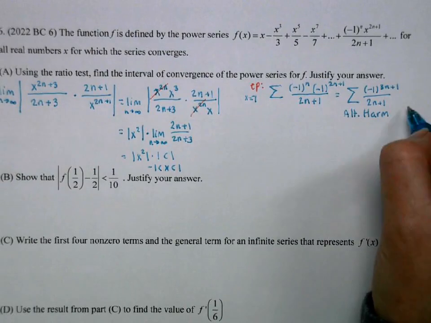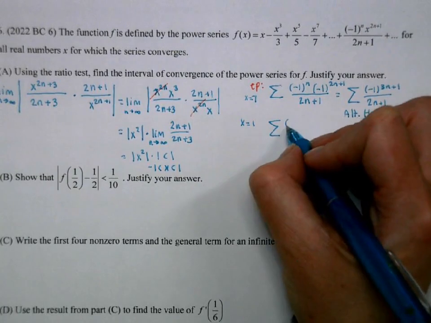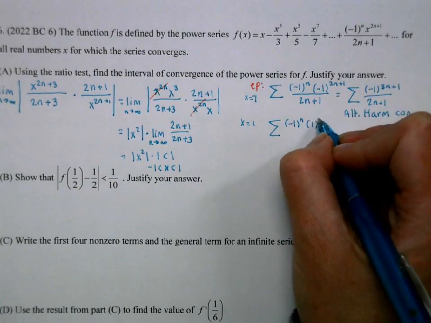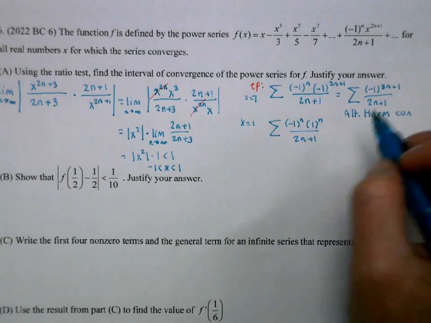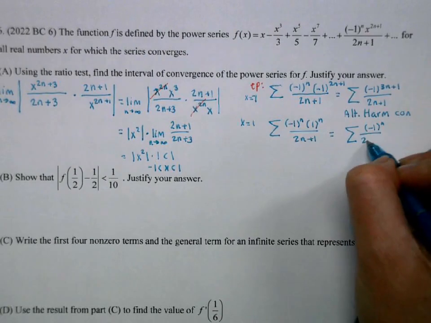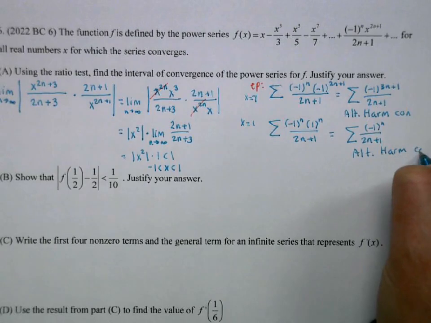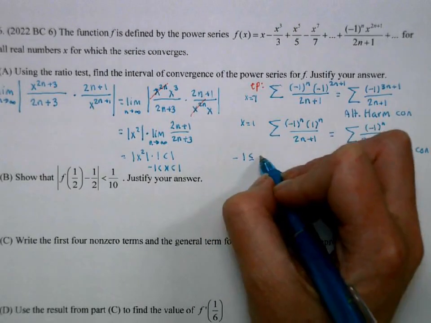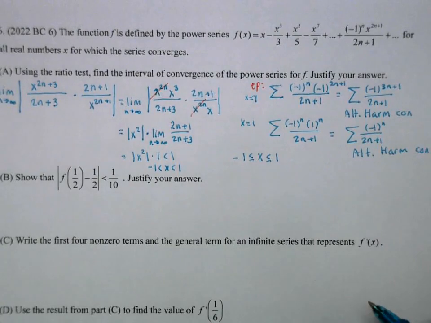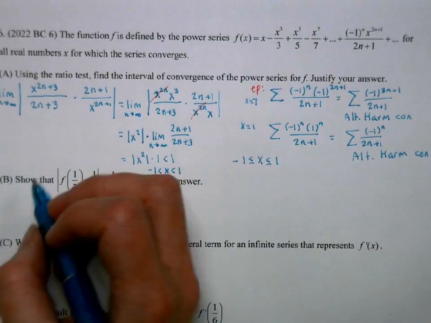If we plug in 1, we get -1 to the n times 1 to the n over 2n plus 1, which is -1 to the n over 2n plus 1, which is also alternating harmonic. So it is convergent. So our interval is -1 to 1, including both endpoints. Next it says, show that f of x minus 1/2 is less than 1/10. Okay, so we're going to use the alternating series test because this is an alternating series.